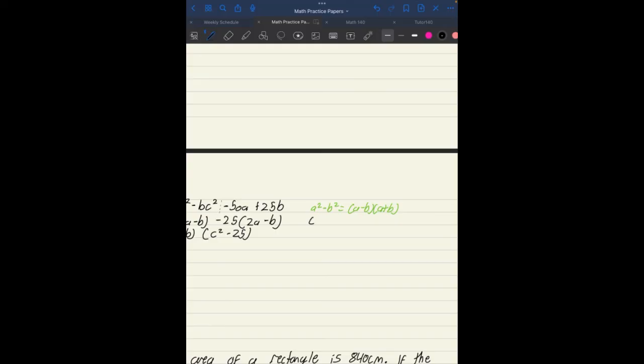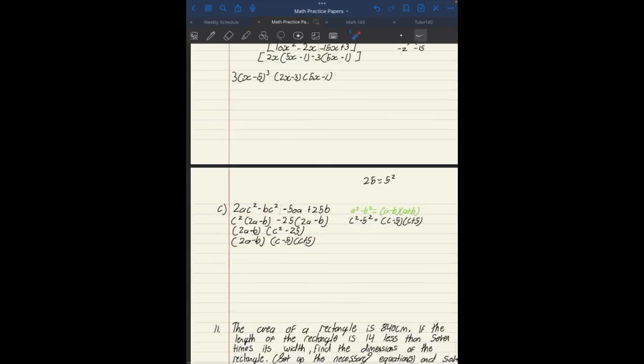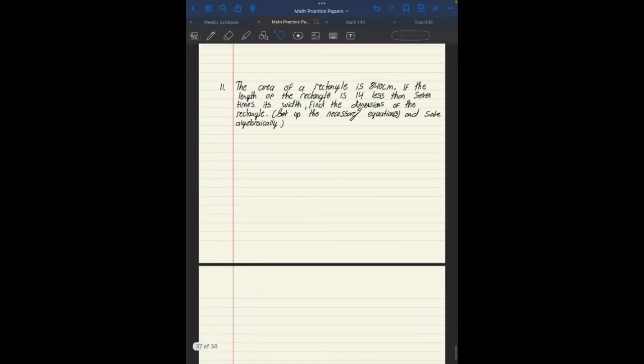So we have c squared minus 5 squared, because 25 is just 5 squared. That's c minus 5, c plus 5. So our final answer is 2a minus b, c minus 5, c plus 5. And if we multiply this out, this gives us this. Okay. Now, our final question.